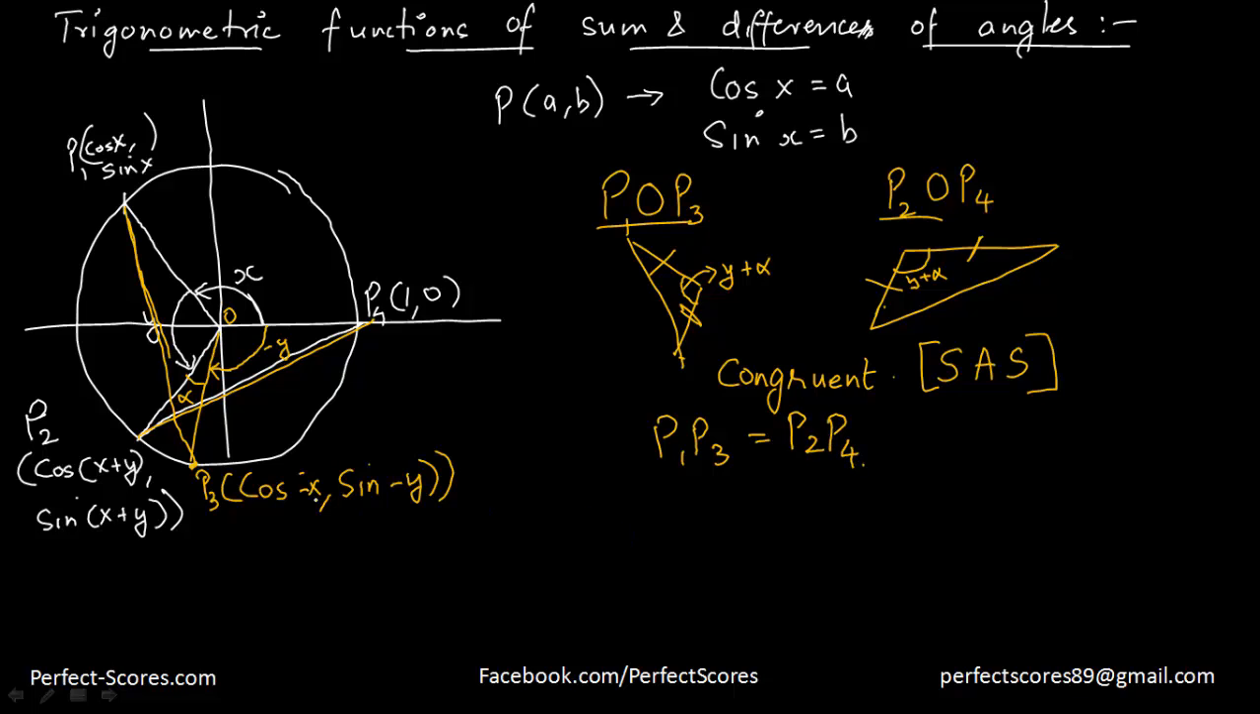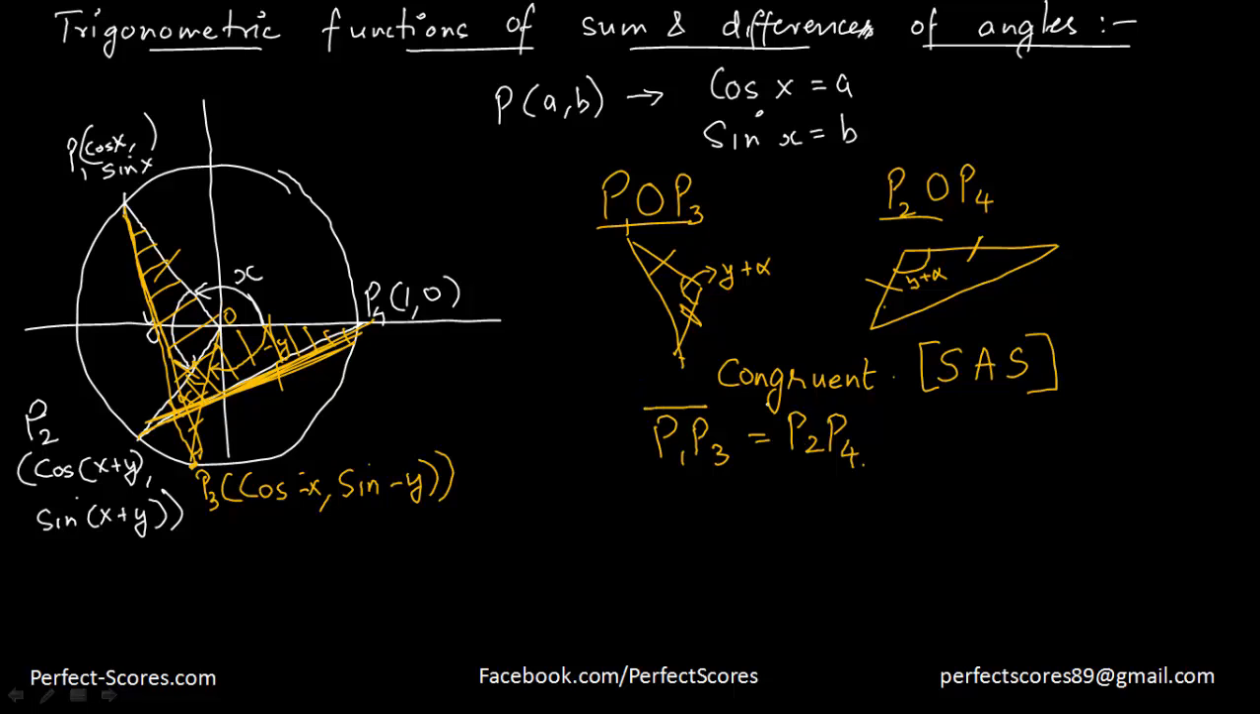So I'm just going to explain it again. Now I'm going to mess up my diagram here. This triangle is congruent to this triangle. Why is that? It's because one of the angles is the same and two sides, these sides are all radii, which means this side here is equal to this side here. So P1P3 is actually equal to P2P4.